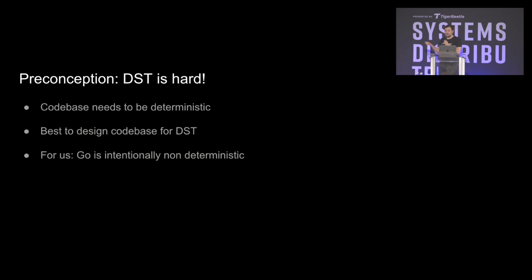We had this preconceived idea that we needed to think about this before we even start writing our database, that we need to design everything, that we need to pick the right language. And we had actually already written our database in Go, right? So when we started to think about this more seriously, we were like, oh my God, we now need to rewrite absolutely everything we've done, because Go is terrible for deterministic simulation testing. At least we thought so.